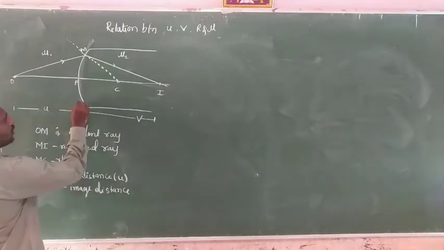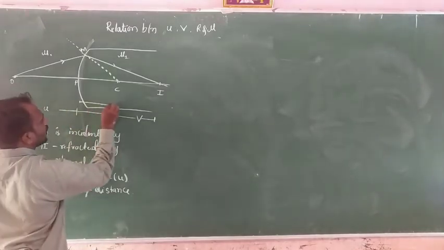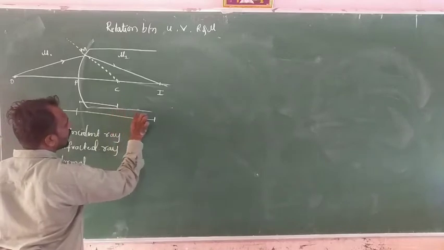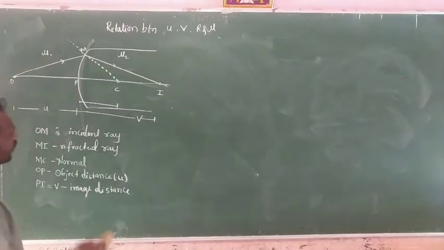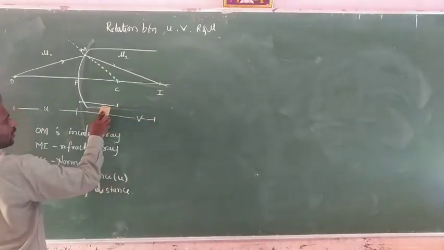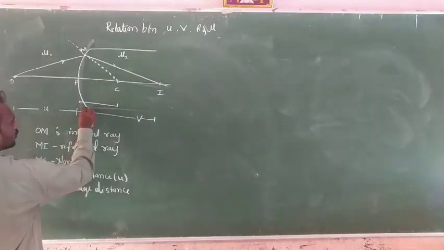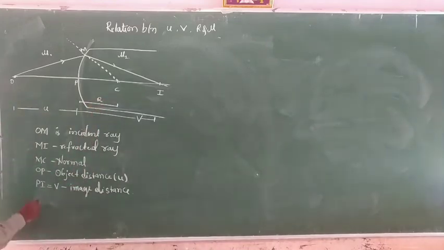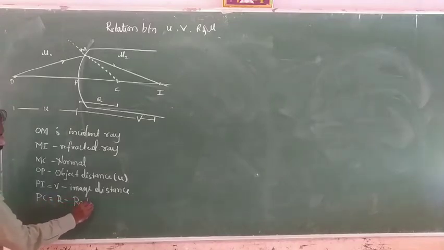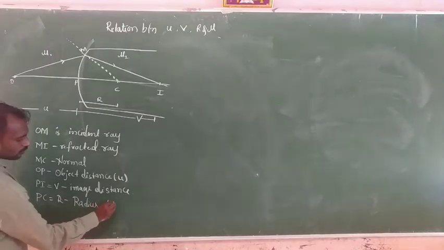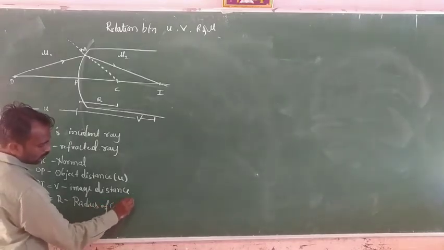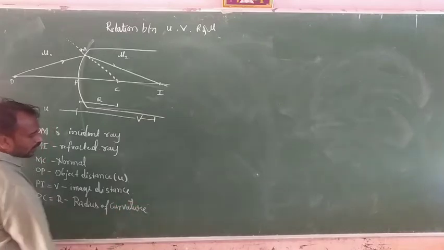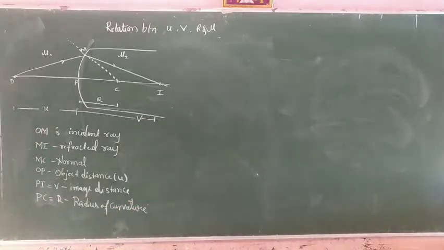And another one, P to C, we consider the radius of curvature. So this distance we consider R, it means PC. R means radius of curvature.